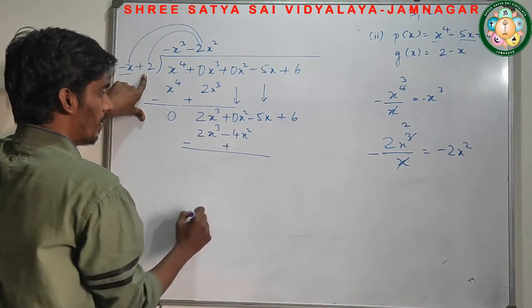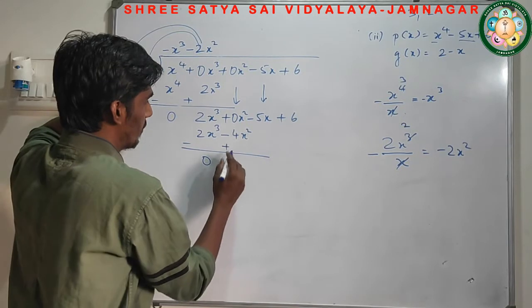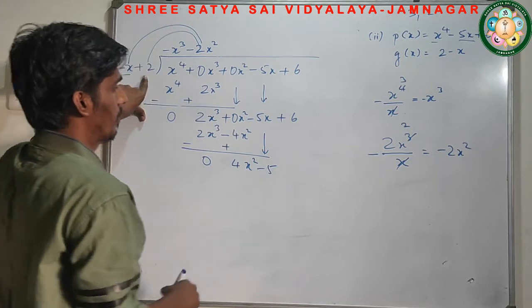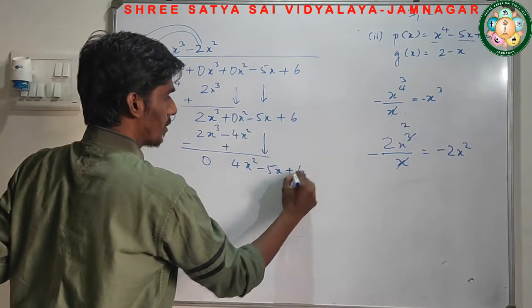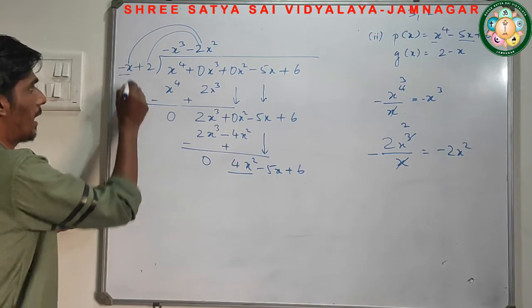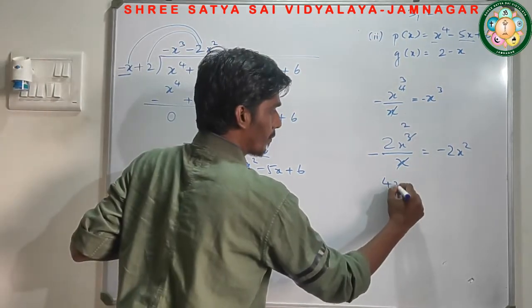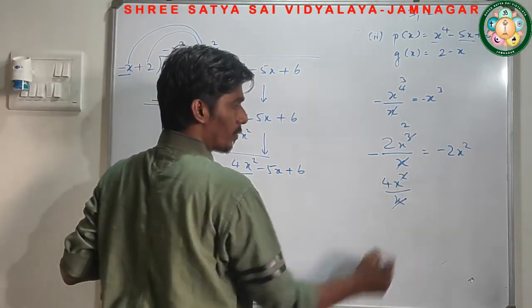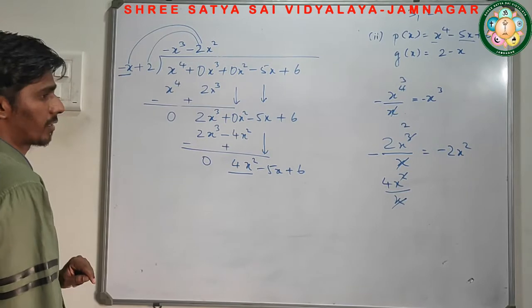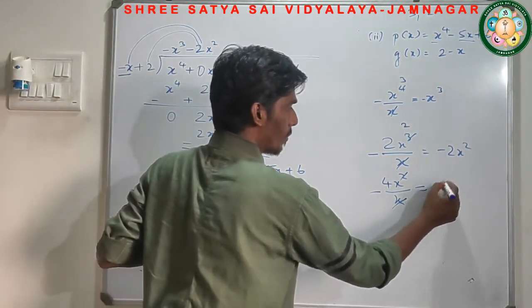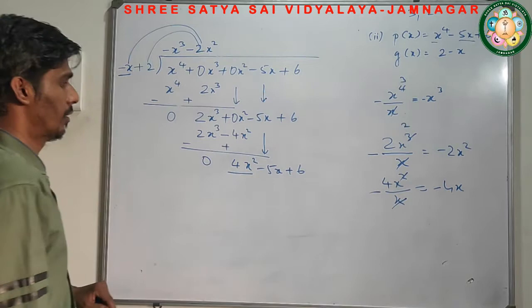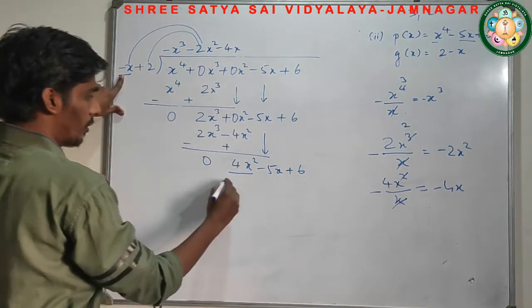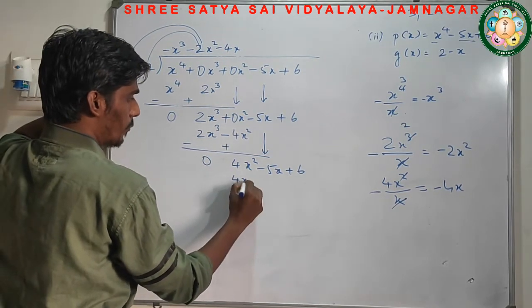A minus and plus 0, and this will be 4x square minus 5x plus 6. Now this is the first term and this is the first term. Again divided by 4x square divided by x. So x will cancel this one. So I get 4x with minus sign. So it's minus 4x. So I'm going to write here minus 4x. So minus x into minus 4x, it's plus 4x square.